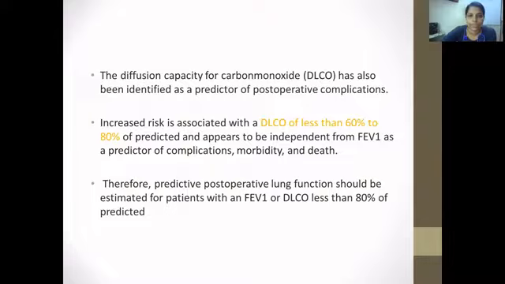The diffusion capacity, DLCO, has also been identified as a predictor of postoperative complications. Increased risk is associated with a DLCO of less than 60%, that is 60 to 80% of predicted, and appears to be independent of FEV1 as a predictor of complications, morbidity, and death. Therefore, evaluating the predicted postoperative lung function is a crucial point.